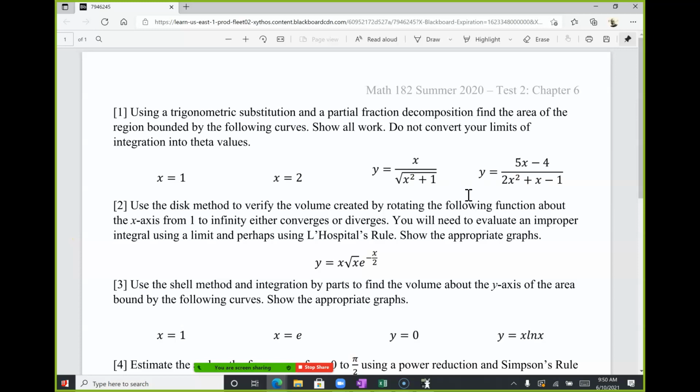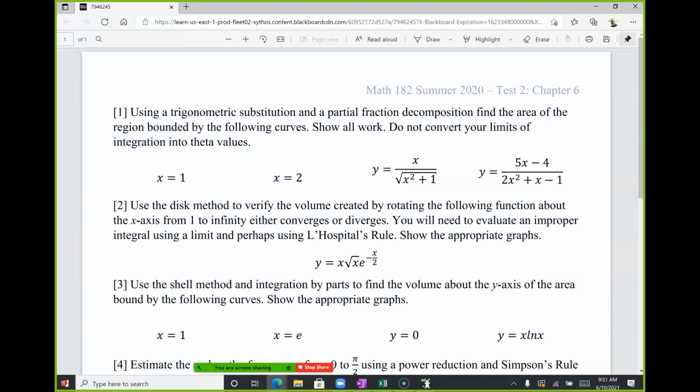So I've got, it says use a trig sub and partial fractions to find the area of the region bounded by the following curves. You can see it, yes? It says do not convert your limits into thetas. So go back to x's here. Don't turn it into thetas. Keep everything in terms of x.